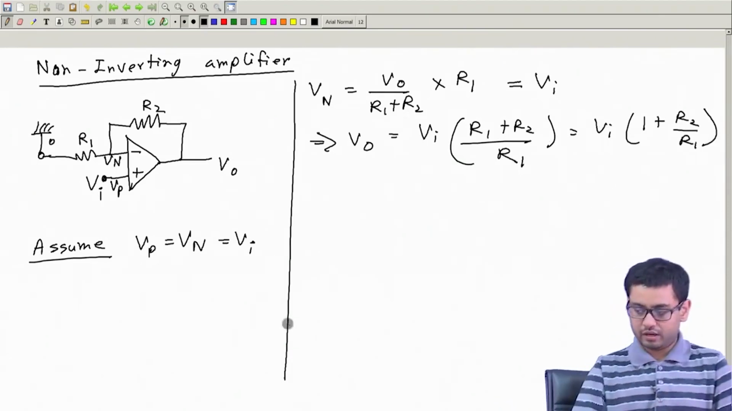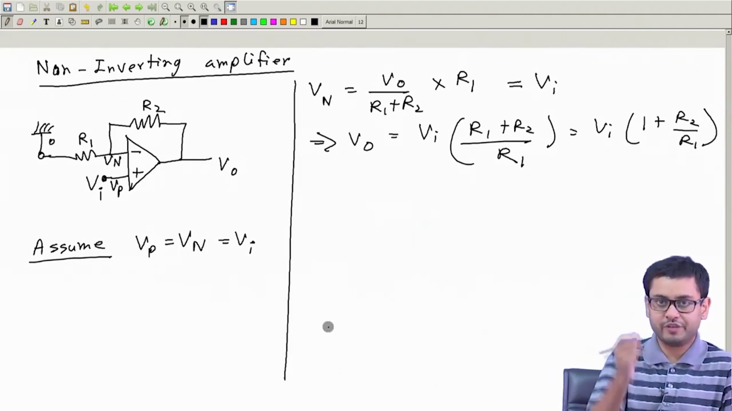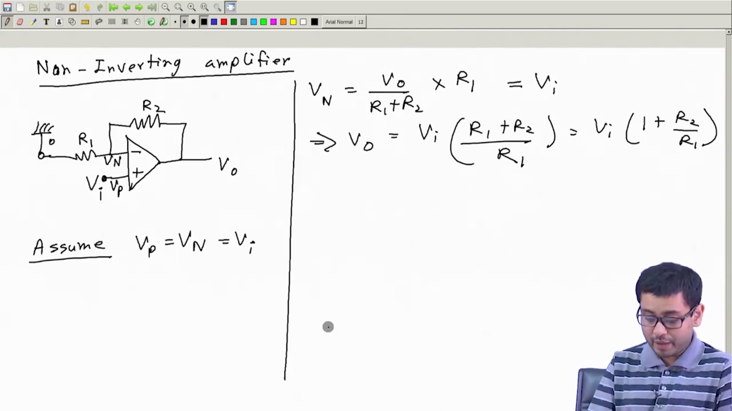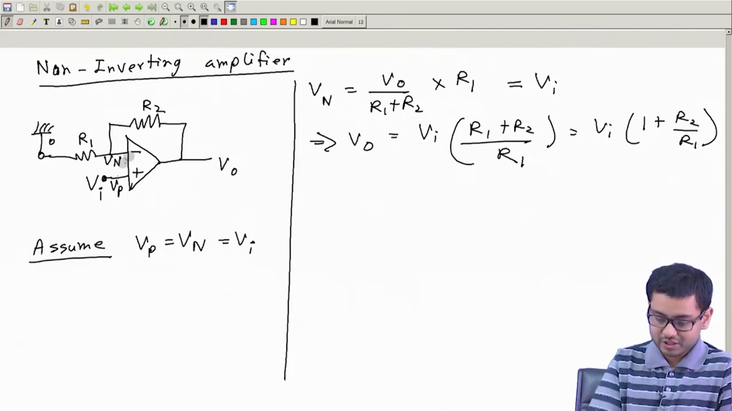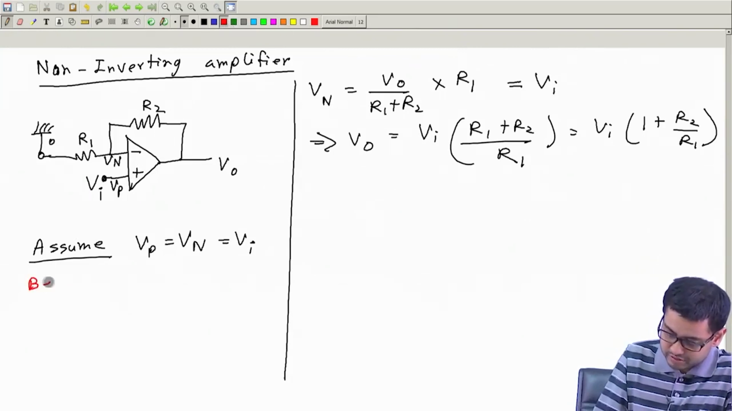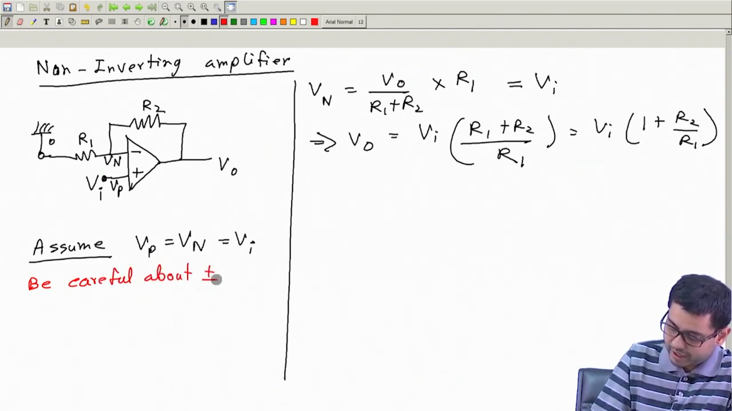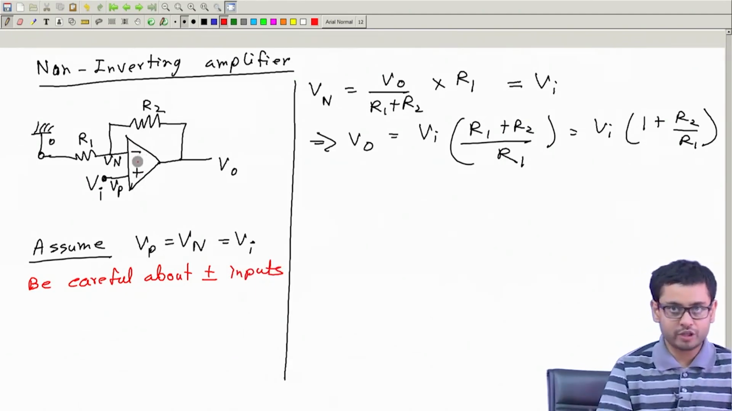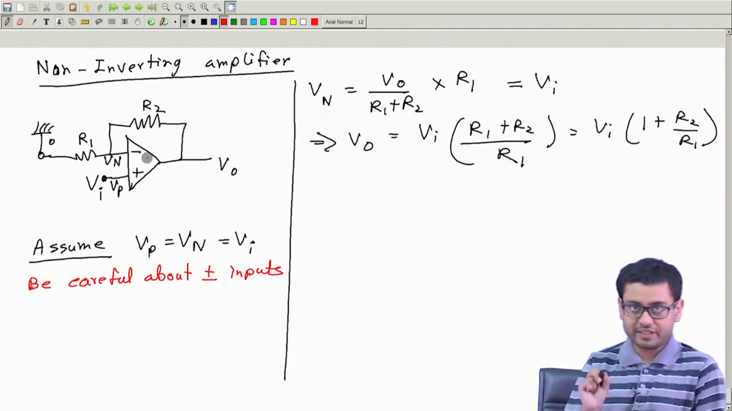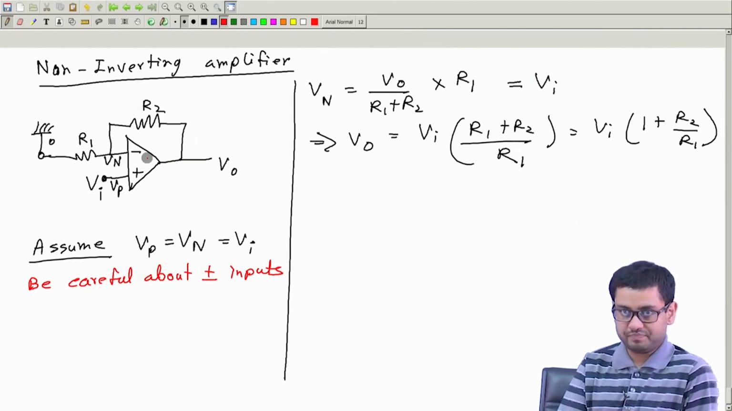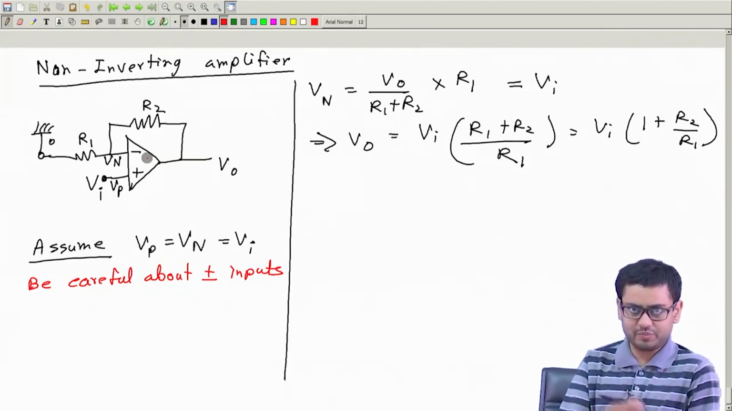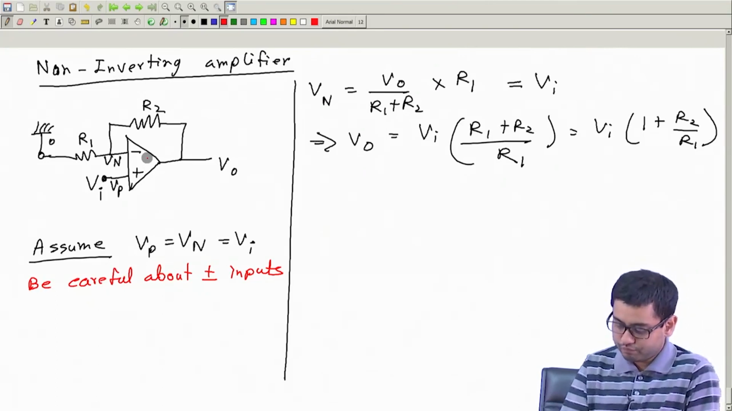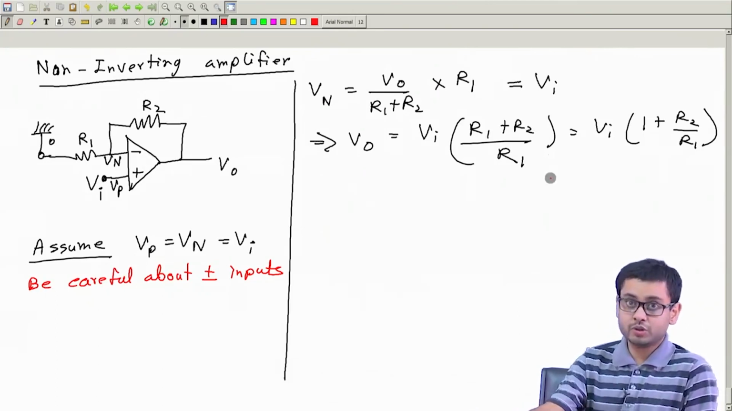So this becomes very easy for exam. You can do this derivation very quickly, but be careful about this plus minus sign. Okay, be careful about plus minus inputs. If you swap them, if you make this minus and this plus, that circuit, virtual shorting will not happen. That acts as a Schmitt trigger, we told you. So then this analysis is not true.